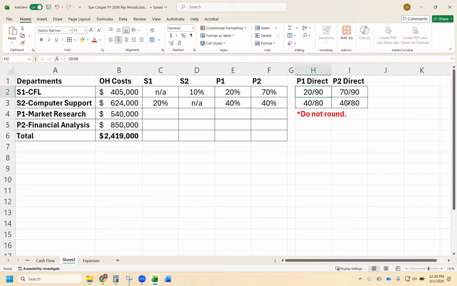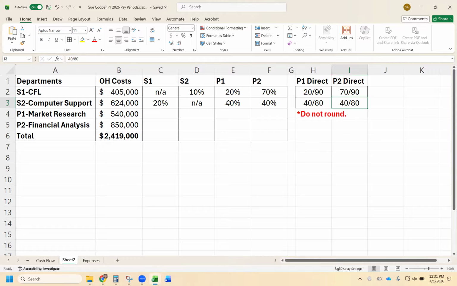And then over here, I calculated the direct percentages using just the P1 and P2 allocations. So for Service Center 1, the direct allocation for P1 is going to be 20% divided by 90%, because 20 and 70 is 90. And then the allocation from S1 to P2, the direct allocation is 70% divided by 90%. I left it as a fraction here because in the problem, it says do not round intermediate calculations, round final answers to the nearest dollars. So these intermediate percentages for the direct percents, the problem says to not round them. So I left them as fractions.